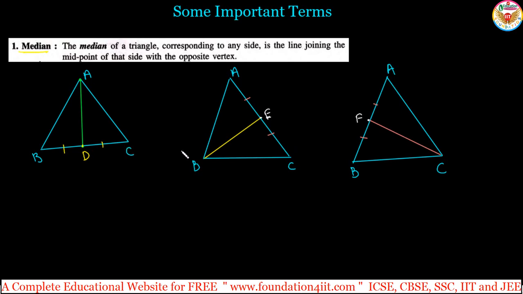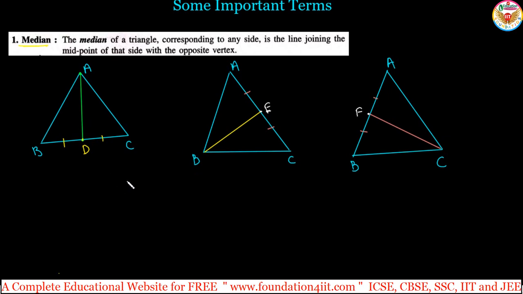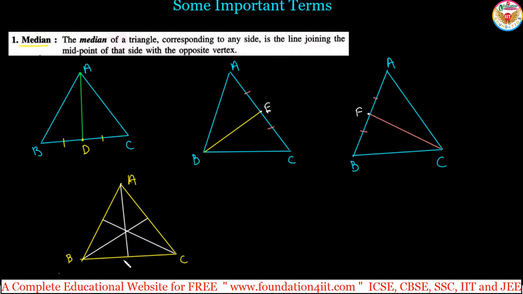So the triangle has three medians, and all three medians are always concurrent. That is, they intersect each other at one point only. Let me construct the three medians in a single diagram. Instead of taking separate triangles, in one triangle itself I'll take three medians. Now ABC, as per the rule, from vertex A you join the midpoint of the opposite side, and from B and from C you join the midpoint of the opposite side. So these are D, E and F, right? These three lines will meet at one point only.